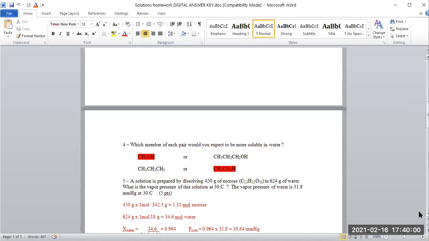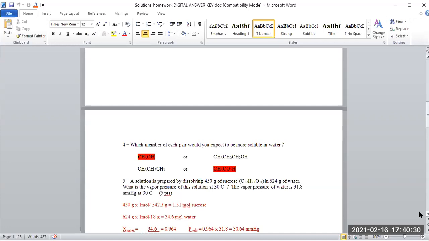So when you look at the first pair, both of them are alcohols, but the first one only has a single carbon. The second molecule has 3 carbons. That second molecule, which is propanol, would be more non-polar, not completely non-polar, but more non-polar than the methanol on the left. So methanol is more soluble in water.